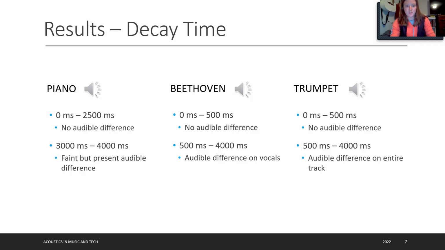So then for this piece, similar to the Beethoven piece, between 0 and 500 milliseconds, there was really no audible difference. Then between 500 and 4,000 milliseconds, the audible difference was on the entire track. And again, you could tell that it began at 500 and worked its way all the way through 4,000.